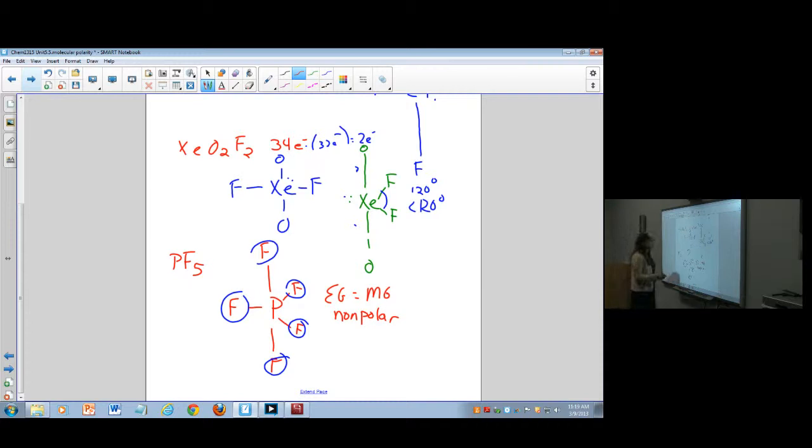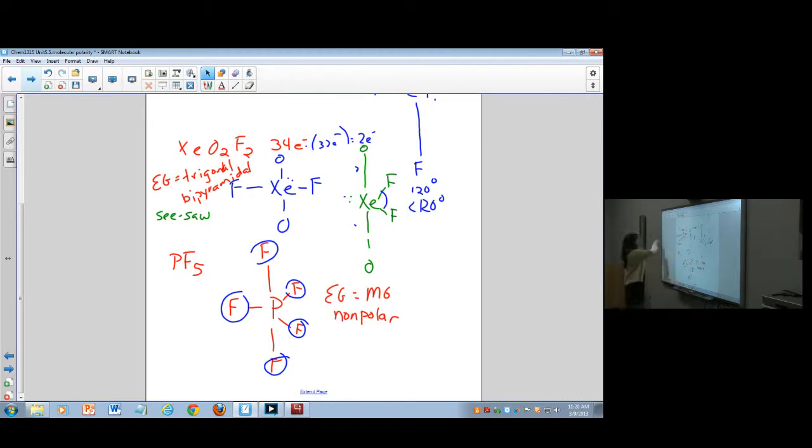Okay, so we've gone through so far, I should have written this up here. This is the electron geometry is equal to trigonal bipyramidal, but the molecular geometry in this particular case is that ever so fun seesaw that I got to play on as a child.